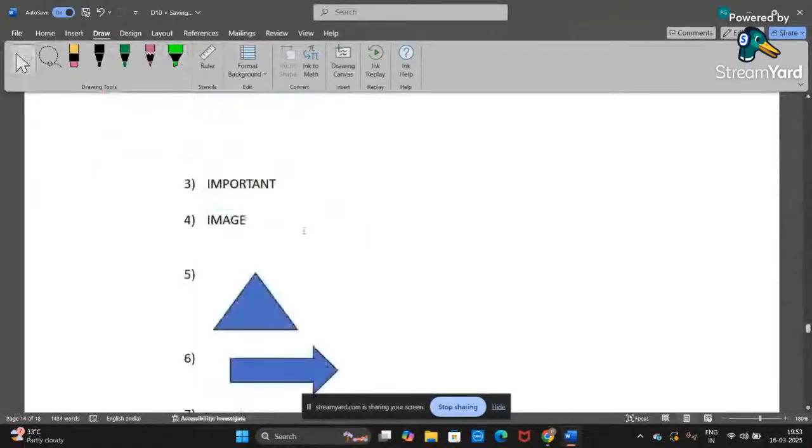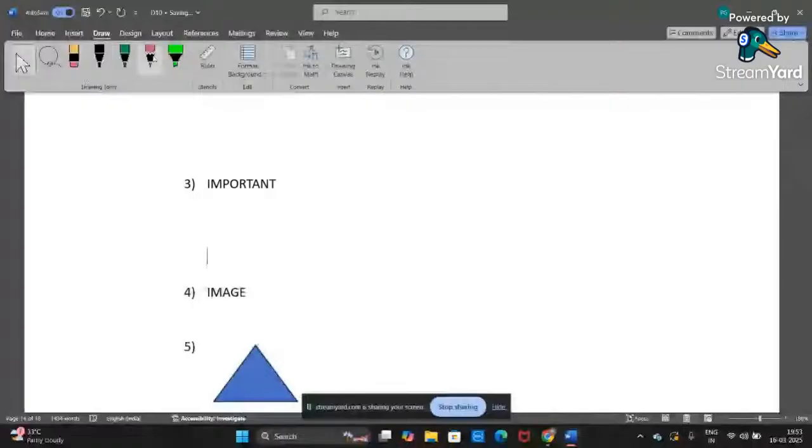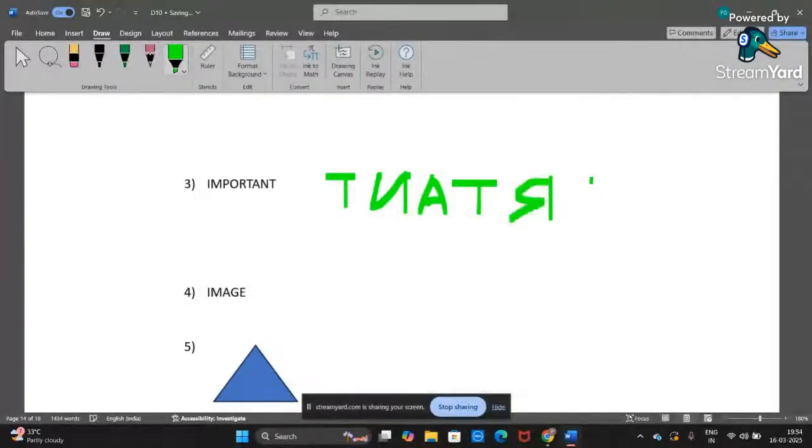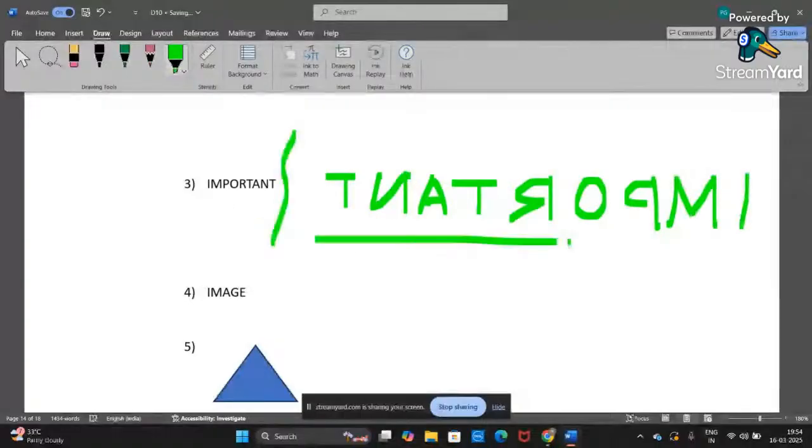Let us find the mirror image for the word important. T, N, A, T, R, O, P, M, I. If the mirror is placed here, then this will be the answer. They can place the mirror here and ask the question, so you need to be perfect in this.